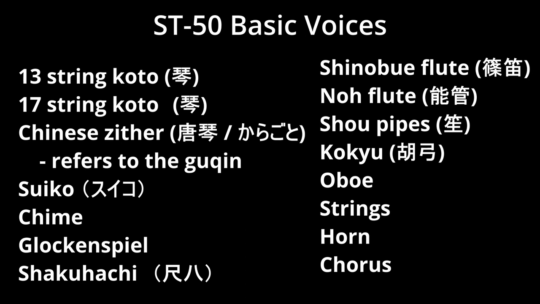Chimes and Glockenspiel are a little easier to look up. The next three, sorry to oversimplify, are similar to a flute or clarinet. We have the Shakuhachi, the Shinobue flute, and the No flute. The Shou pipes are like the sickest thing ever. They're kind of like a mouth pipe organ. Kokyu has three strings. You use a bow. It comes in a couple different varieties and flavors. Then oboe, strings, horn, and chorus are all pretty easy to look up.